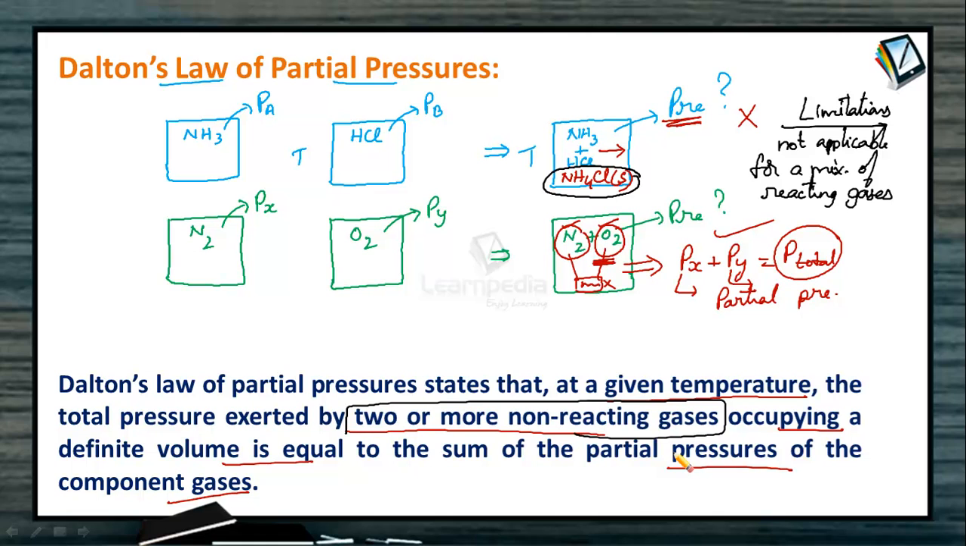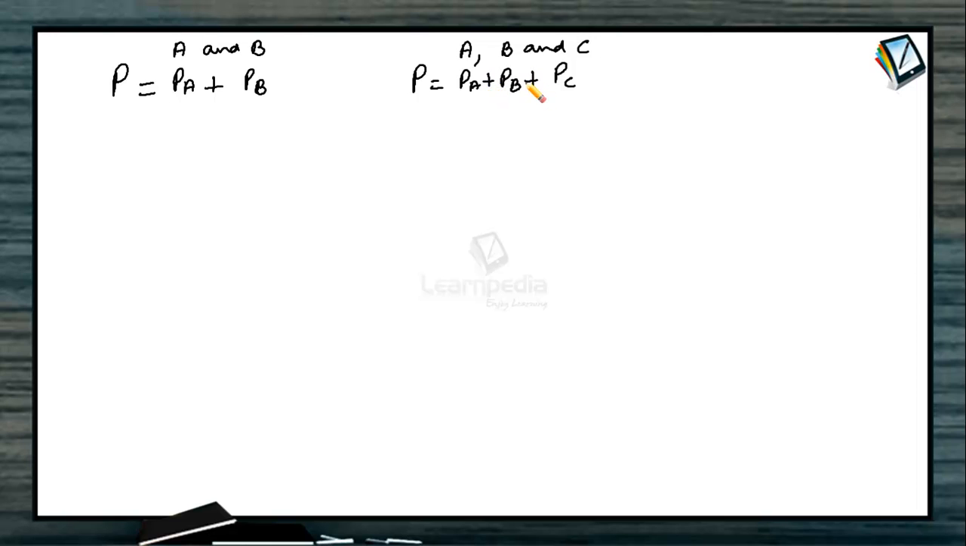So what is Dalton's law? At a given temperature, the total pressure exerted by a mixture of non-reacting gases is equal to the sum of their partial pressures. For example, there are two gases A and B in a vessel, and if Pa and Pb are their partial pressures, then according to Dalton's law, the total pressure of this gaseous mixture which contains these two non-reacting gases is equal to Pa plus Pb. Similarly, when we have a mixture of three gases A, B and C which are non-reacting with each other, and if PA, PB and PC are the individual partial pressures, then according to Dalton's law, the total pressure of this non-reacting gaseous mixture is equal to the sum of their individual partial pressures, that is, PA plus PB plus PC.